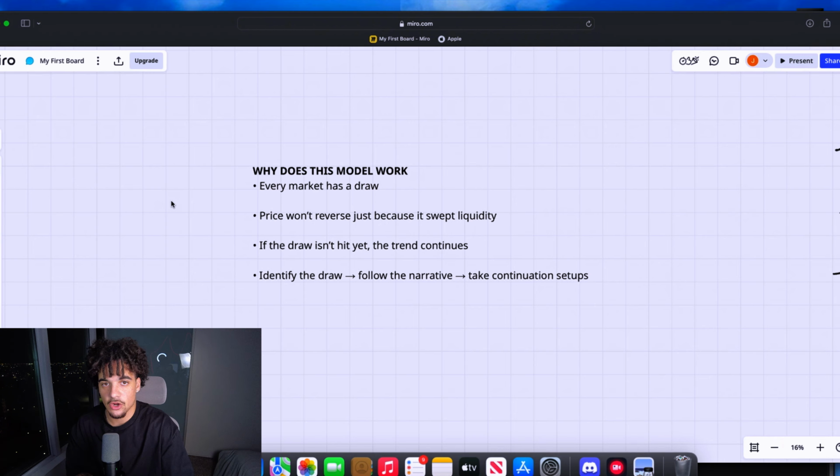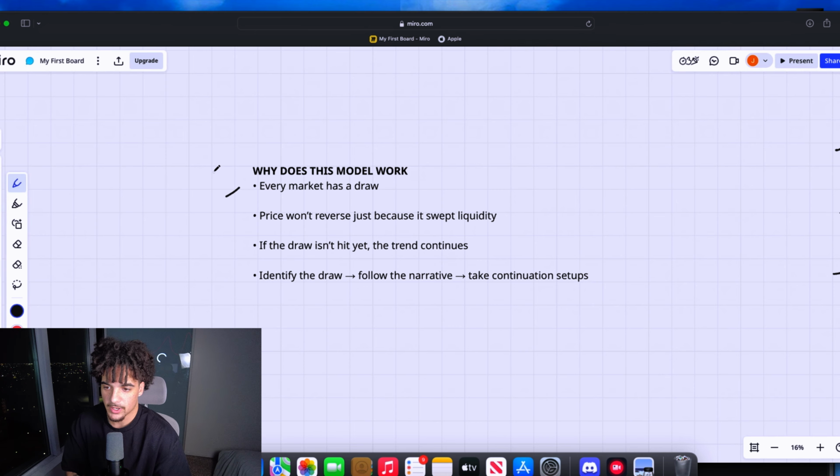So let's understand why this model works and why it's actually so effective. A lot of people don't actually talk about why their model actually works, but the reason why this model is so effective is because every market has a draw on liquidity, right? If we can identify the correct draw on liquidity, and that's the main focus of this model, okay, where's our draw on liquidity? Where is price going to be drawn to and where does it want to go? As long as we can identify that correctly, we're always going to have a good understanding on where price action wants to go. Price won't reverse just because we have swept liquidity.